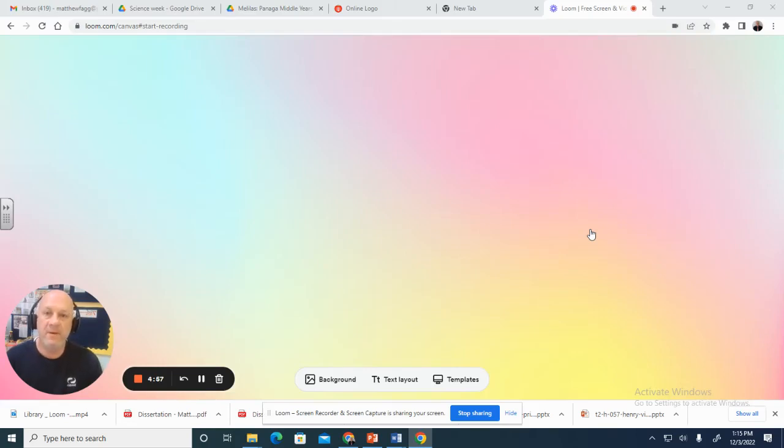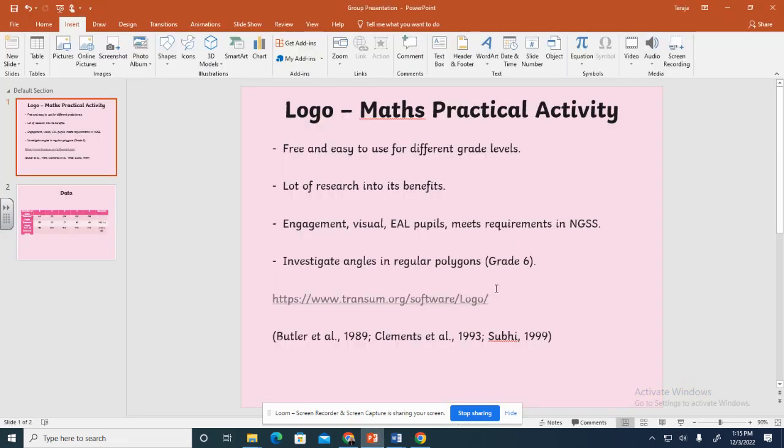So my name's Matthew, and I'm going to go over some ways in which a particular computer program could be used in a maths classroom. Now, the program we're looking at is called Logo, and it's been around for quite a long time. But I certainly feel that it meets the criteria that Lisa was just talking about regarding technology, and there's certainly a lot of research into its benefits.